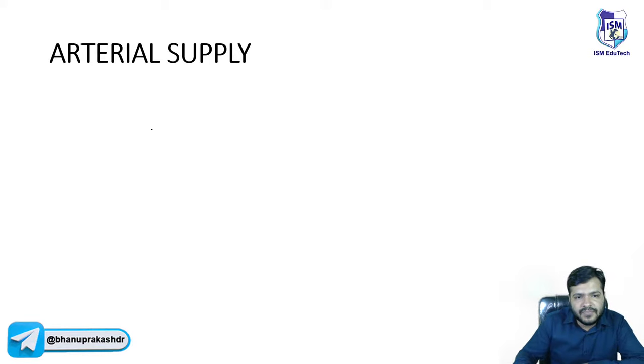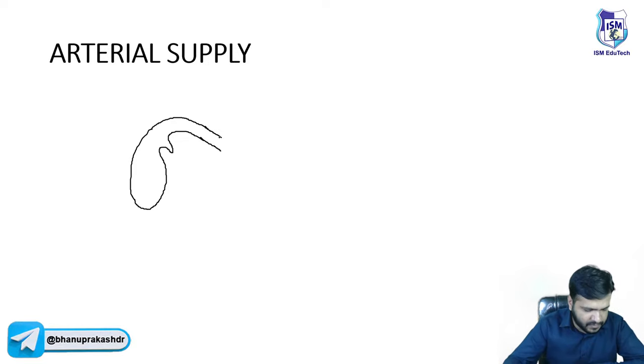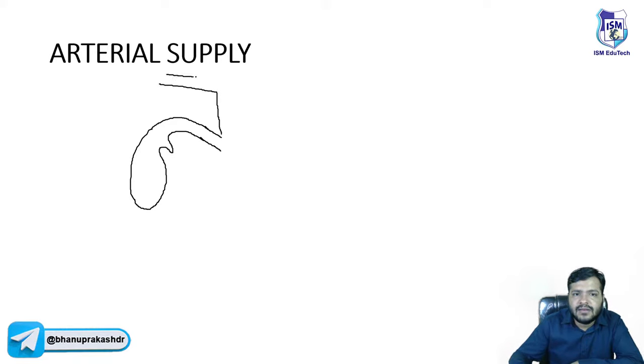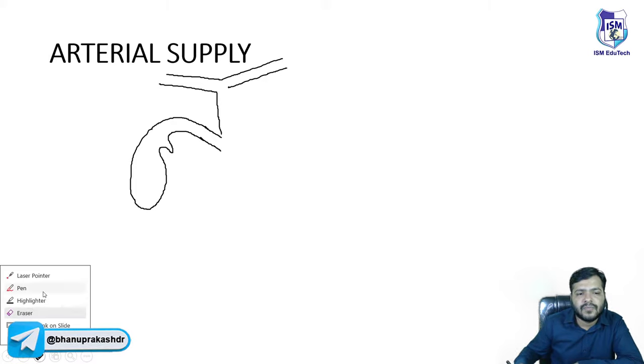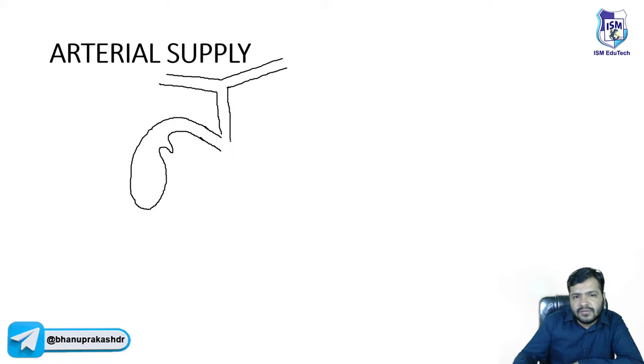Okay, so you already know that, yes, we have this. Garima, very good beta. You already know to study the arterial supply, always focus on the diagrams, right? So yes, you already know that we have the right hepatic duct and the left hepatic duct. Together they will combine to form the common hepatic duct, right? And they will join together with the cystic duct to form the common bile duct.